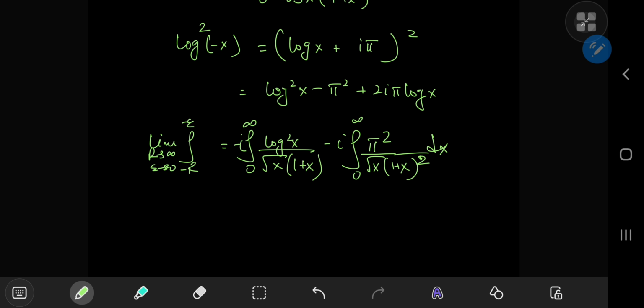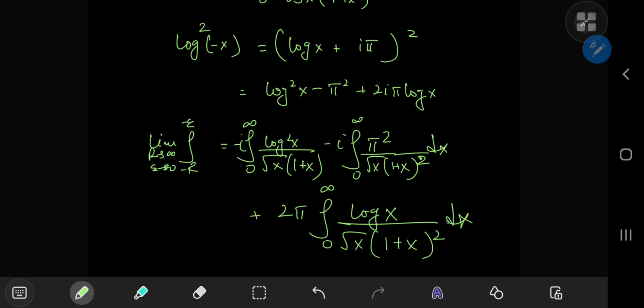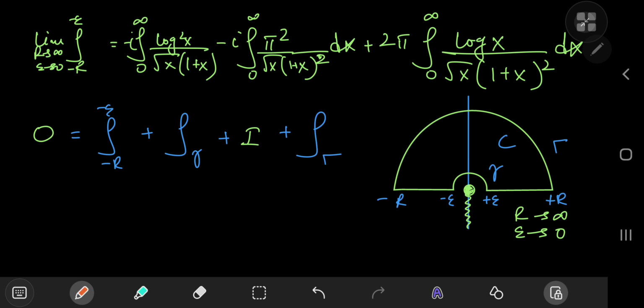Okay. And one more integral. You have a plus sign, 2I pi times this factor of I there already, negative I, that is, times this factor of negative I. Yeah, that's correct. So you have I squared, negative I squared, which is a plus 1. Okay, cool. So that means this is just 2 times pi times the integral from 0 to infinity of log x divided by square root x times 1 plus x squared dx.